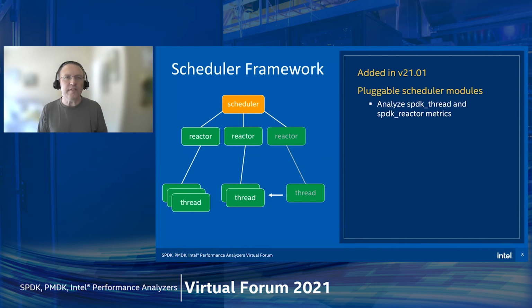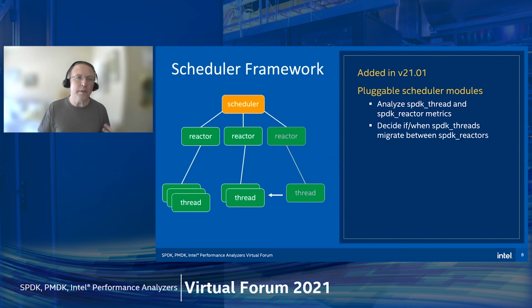What this lets us do is, when we have these polled mode applications, you have a lot of cores that are running, but then you have cases where there's not a lot of work being done. The application may be mostly idle, and you want to be able to shut cores down and save some of that power. So what these scheduler modules allow you to do is analyze the thread and the reactor metrics, make decisions on it, and move these SPDK threads between reactors.